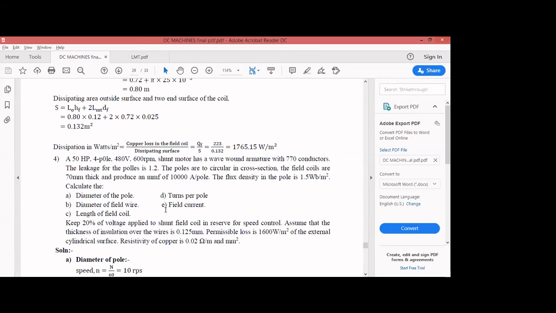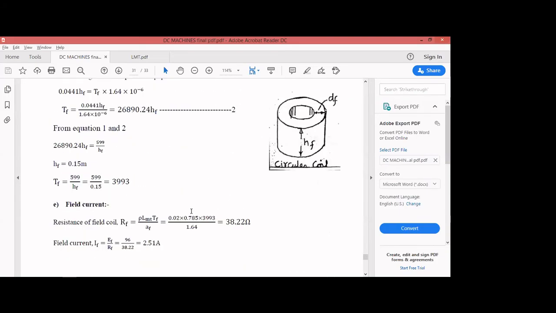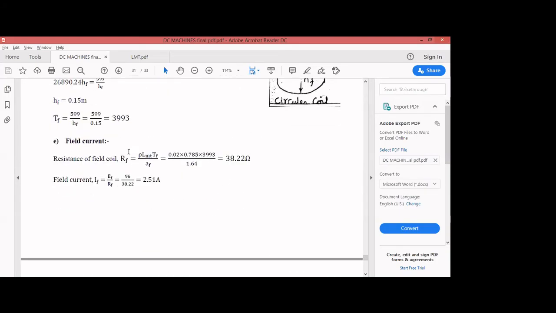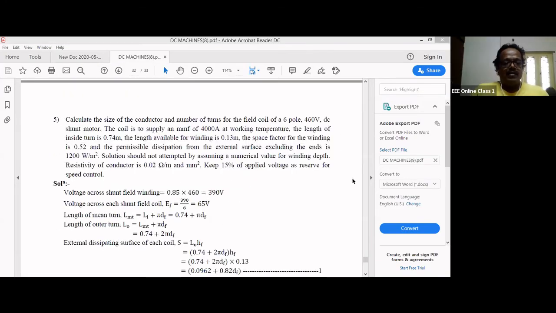Finally, what you are left with? You are left with the field current. So you can calculate the field current. Then calculate the resistance of the field coil. RF is equal to rho LMT TF by AF. TF you know, AF you know, calculate: 38.22. Then you calculate the field current IF is equal to EF by RF, 2.51 ampere. Okay, this is the solution of this problem. Little bit lengthier, but you practice. Continue with problem number 5.